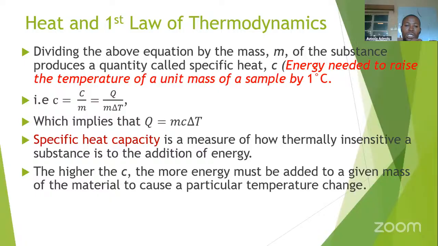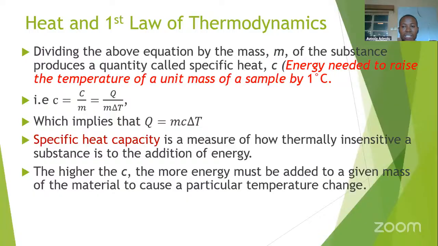Many textbooks will use theta as the temperature change, but you can still use delta T. In this course, I'll be using delta T for temperature change. So c is equal to Q over M delta T. This gives the formula for the heat supplied to raise the temperature of a unit mass of that substance by 1 degree Celsius. Okay, let's now define specific heat capacity.